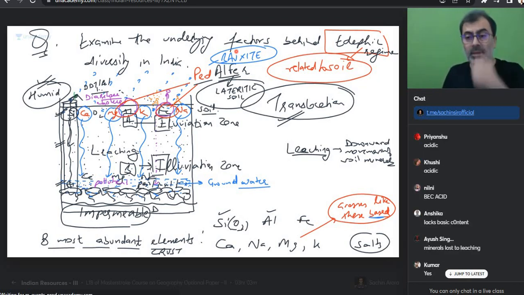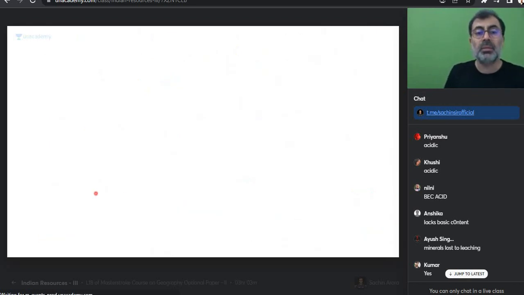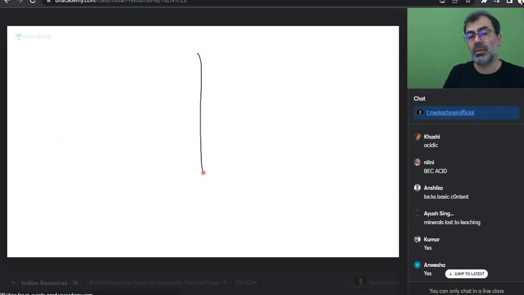And the surface is very hard, sir. You can't even break it. Yes or no? Okay, very good. Punjab and Haryana people know. Somebody said Punjab and Haryana leaching.